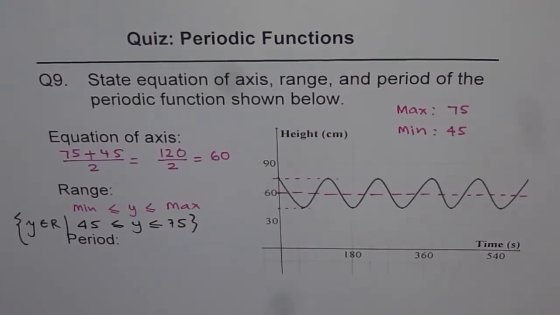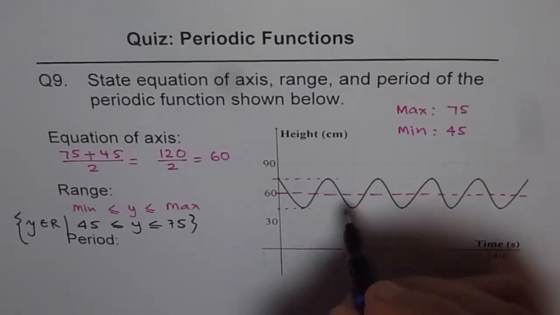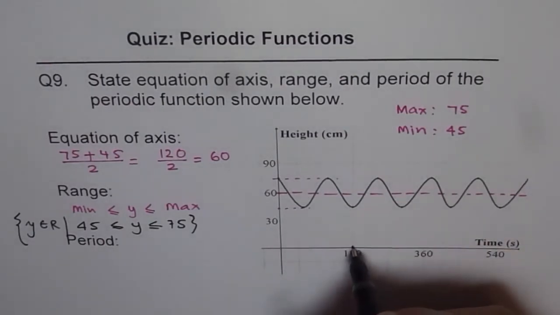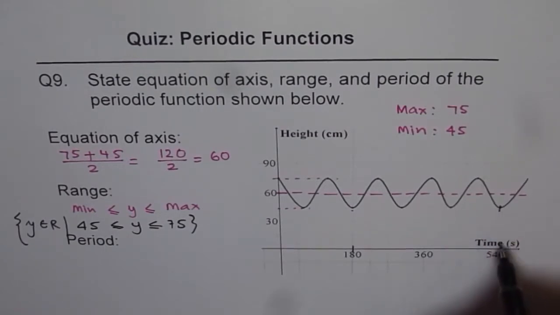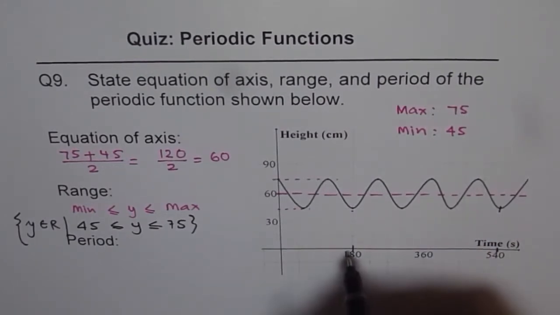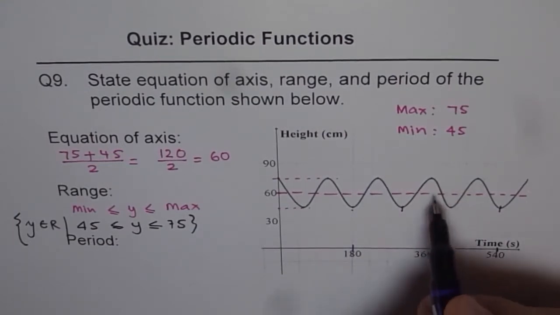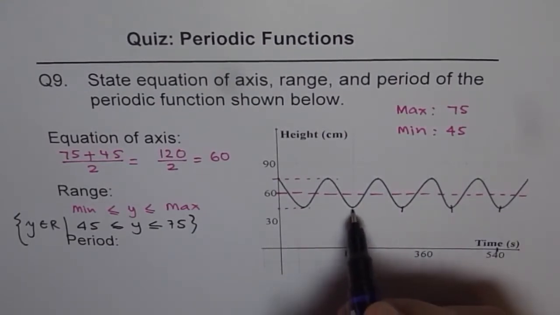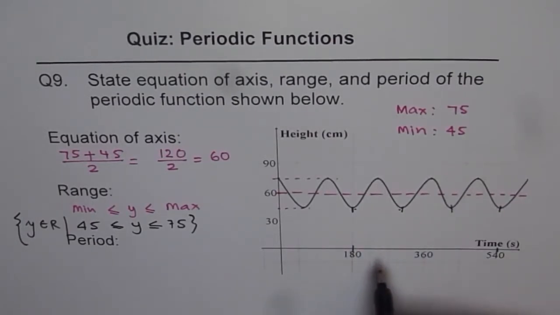Now let's try to figure out how to find the period for this function. Now we're given a good point here, which is at 180. That's the minimum. The other points are not at a good place, but this one is. This is at 540. So what you see here is 1 wave, 2 waves and 3 waves. So from here we have 3 waves in the time period between 180 to 540.